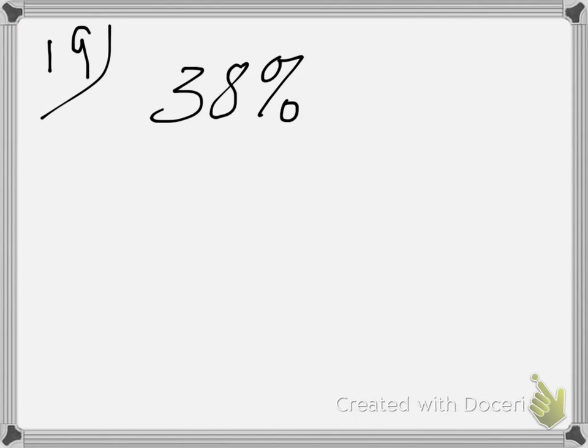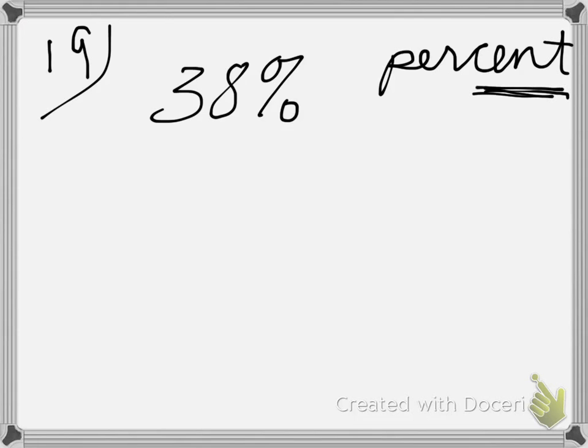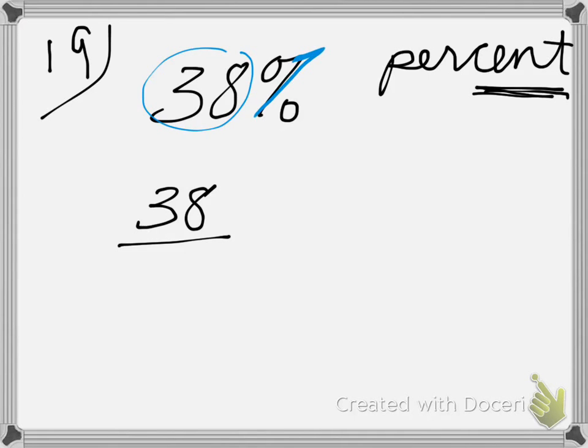On 19, we want to put this as a fraction in simplest form. So we have 38%. So when we have percent, cent means out of 100, like 100 cents in a dollar or 100 years in a century. So we're simply going to take and rewrite this as the 38 as our numerator. And then we're going to take our denominator and make it 100 because a percent sign is a 1 and 2 zeros of 100. So we're just going to put that as over 100.